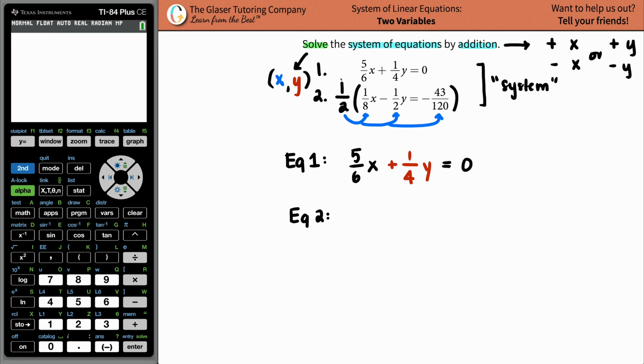So we got 1/2 times 1/8. 1 times 1 is 1. 2 times 8 is 16, so that's 1/16 x. And then now I have a negative. 1 times 1 is 1. 2 times 2 is 4. So there's the same numbers. And then for this one, 1 times a negative 43 is negative 43 over 2 times 120, that's 240.